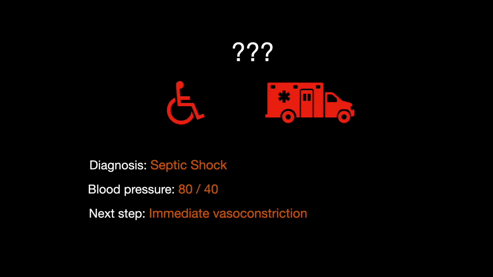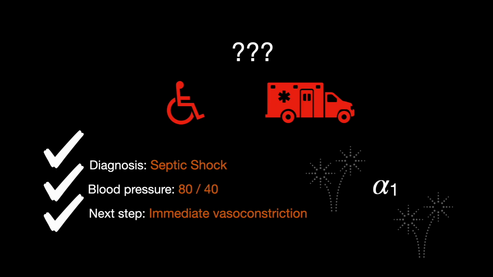Now, let's go back to our patient in the ER. Diagnosis is septic shock, check. Blood pressure is 80/40, check. And we needed immediate vasoconstriction, check. Based on everything we just covered, the correct target is the Alpha-1 receptor. Congratulations!